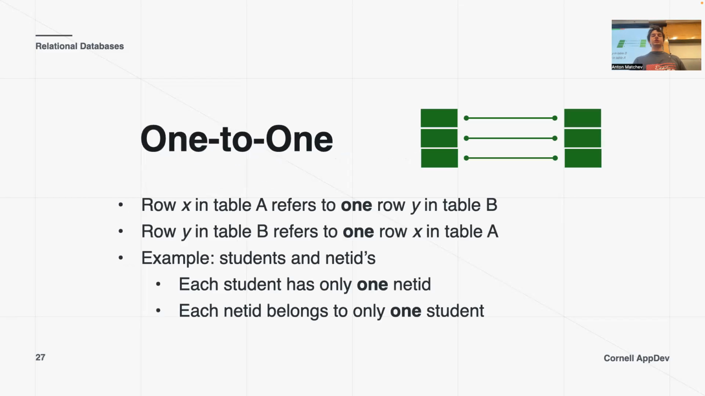So the one-to-one relationship: we have 2 tables, let's say, and row X in table A can only refer to one row Y in table B. And row Y in table B only refers to one row X in table A. So for example, we could have 2 tables of students and net IDs. We know that each student has a unique net ID. So each student has only one net ID, and each net ID belongs to one student. So no 2 students have the same net ID. And so this is going to be a one-to-one relationship.